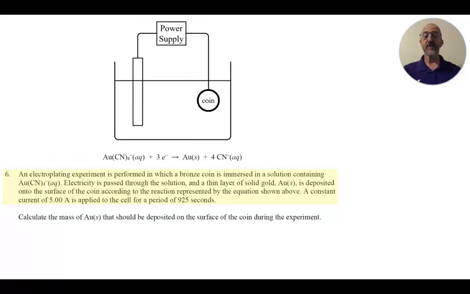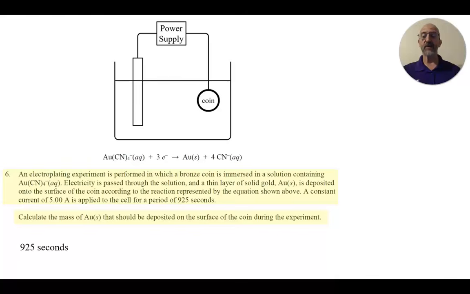Now, back in question 4, we calculated the time in units of seconds. In question 5, we calculated the current, which had units of coulombs per second. So what are we doing in question 6 that's a little different in terms of our calculations? Well, in question 6, we're actually calculating the mass. So it says calculate the mass of solid gold that should be deposited onto the surface of the coin during the experiment. So I'm not going to begin with grams. I'm actually going to end with grams in my calculation. So what I'm going to start with is time.